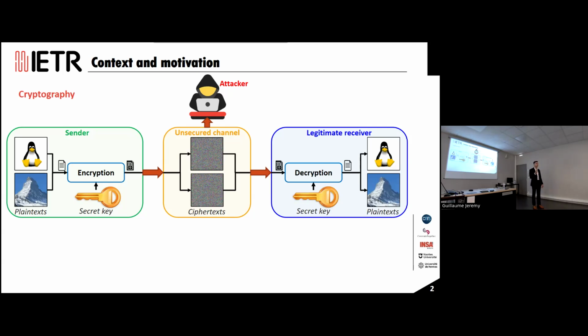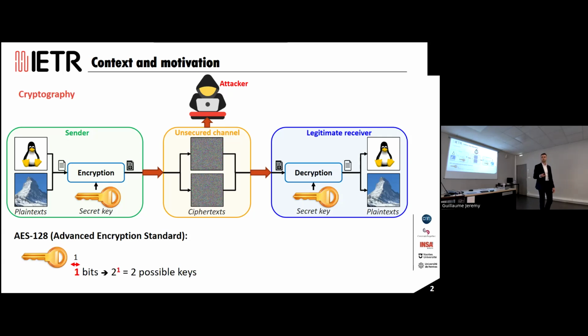And one very frequently used cryptographic process in everyday life is AES. AES stands for Advanced Encryption Standard. It's a cryptography standard that we are all using every day. And with AES, the secret key is composed of bits. One bit can take two values, 0 and 1.